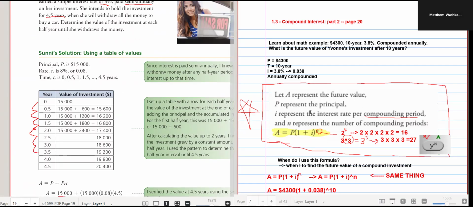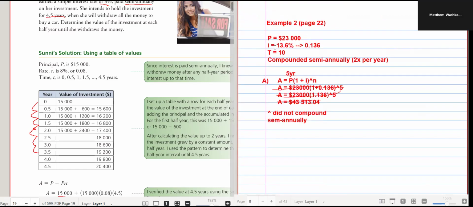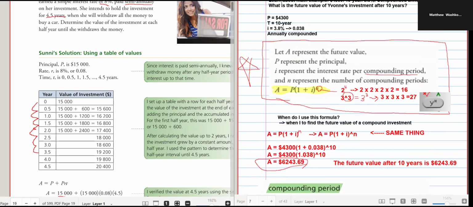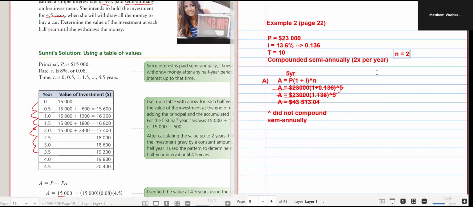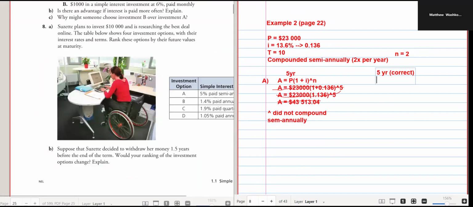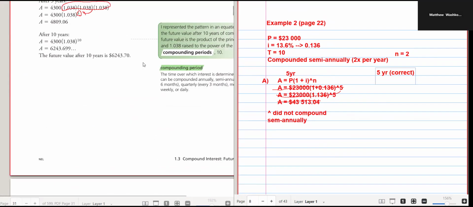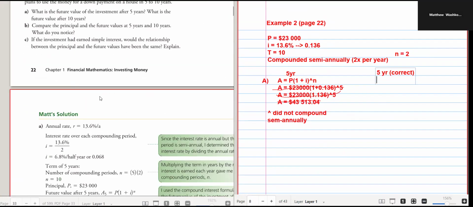And I also want to refer you back to this thing here. Again, reading your textbook, be careful. I said T. There is no T in this formula. There is N, which is the number of compounding periods. I missed something here. N is equal to 2. So let's do it properly this time. 5 years, correct. So 5 years done correct.